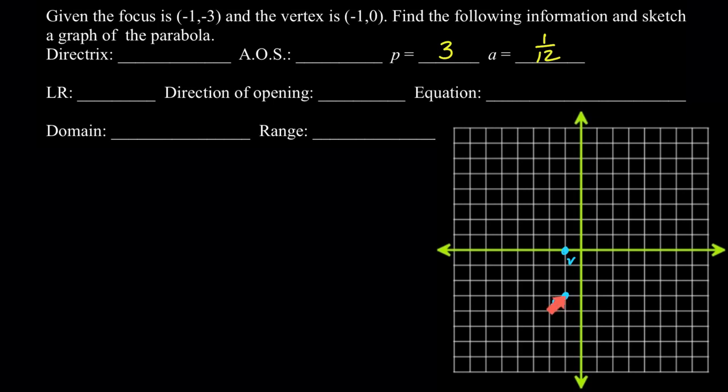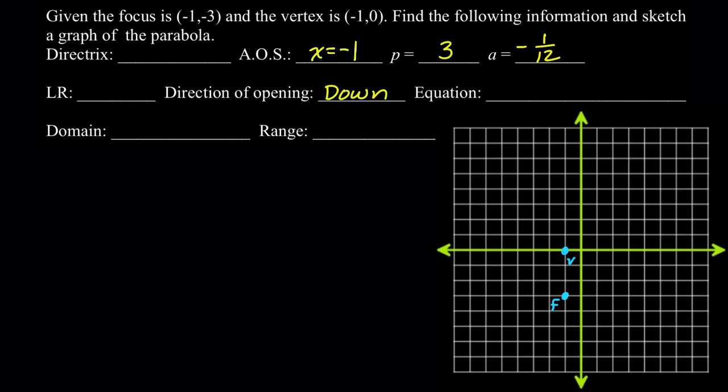And since the focus is always inside the parabola, it is going to have to open down, which means your a value will be negative, and this opens down. Now your axis of symmetry always goes through the focus and the vertex, which means it's a vertical line, so that's going to be x equals -1.